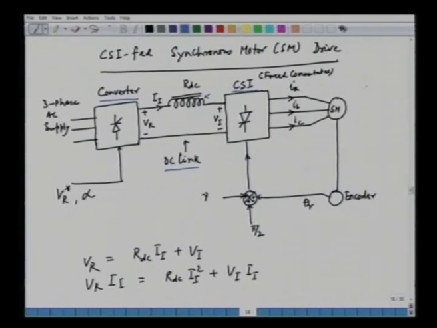The outputs are the three currents IA, IB, IC, which are feeding the synchronous machine. The field may be separately excited. We may as well have a field winding here, and the field can be excited separately. It is a wound field synchronous machine, so we can excite the field separately by a DC source. We have slip rings and brushes, and this is the field.